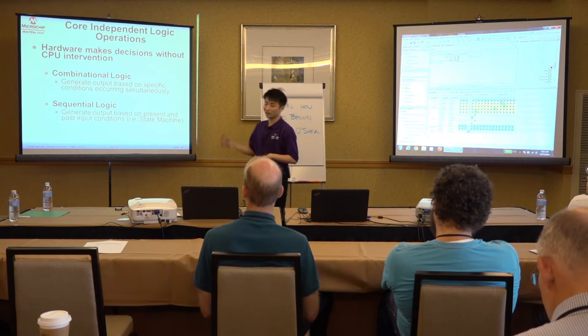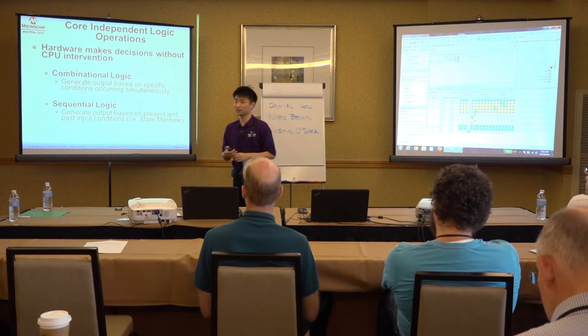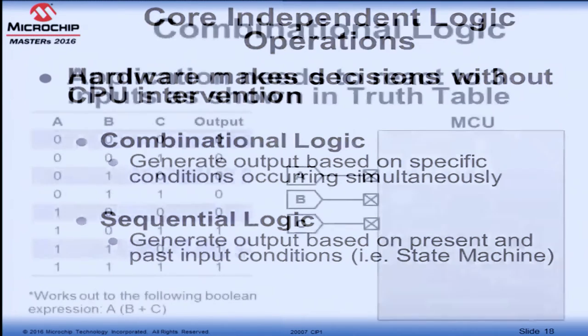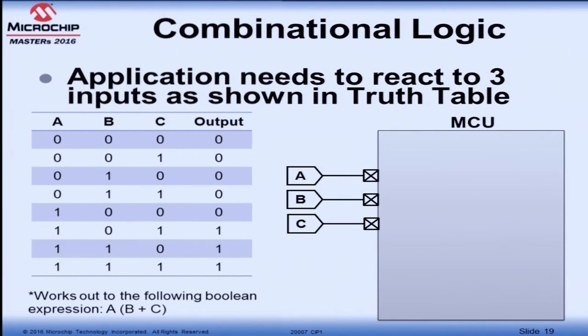If you think about the logic operations, you can really think about two kinds of operations. One is the combinational logic, where you have all kinds of different conditions that happen at the same time, and you need some logic to apply to it. Another thing I can think of is the sequential logic. In short, it's a state machine. It's based on your previous state and the present state, and you come up with the new state. Let's take a look at the combinational logic first.